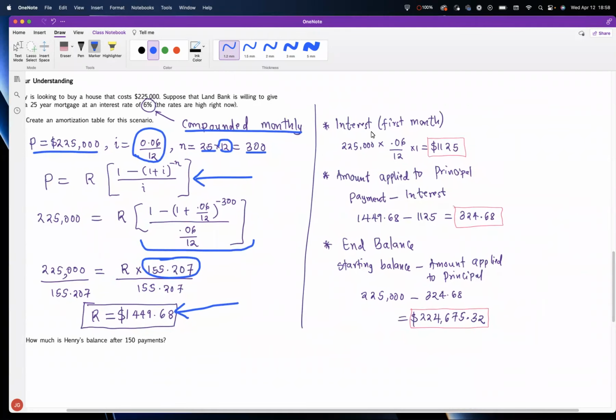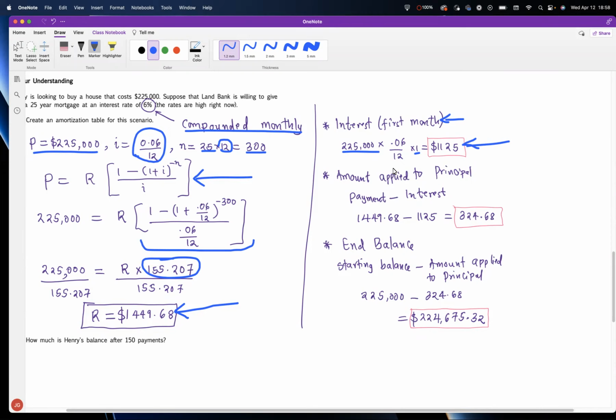Next, I'm going to find out the interest for the first month. And that one is simple. You're just using the I equals PRT formula. Principal is 225,000. Interest rate is 6%, but you're dividing by 12 and then just 1 month. So the interest paid for the first month is $1,125.